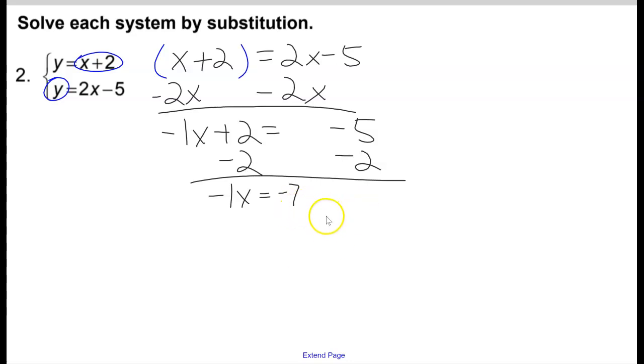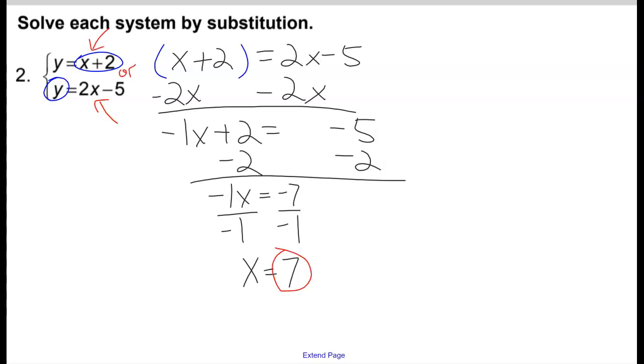I get negative 7. Bring down the negative 1x. The 2's cancel out. Divide by negative 1. Negative divided by negative is a positive. 7 divided by 1 is 7. X is equal to 7.